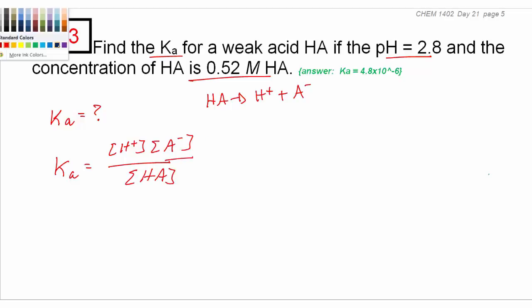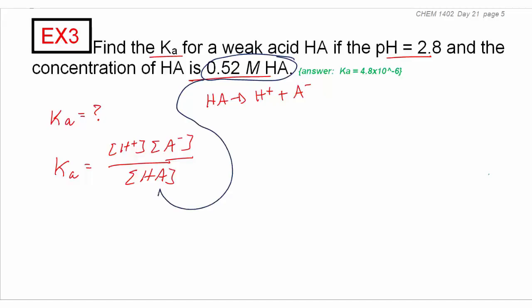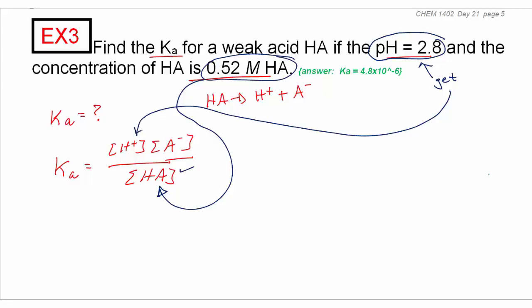Okay. So how are we going to get this? Well, they told us what HA is, right? Well, that part's done. They told us that one. We got that. Did they tell us anything else? They said the pH is 2.8. We can get what from that? The hydrogen ion concentration. Okay, so we're only missing one thing, A minus, and we'll be done. Do you remember the trick? What two things were the same?